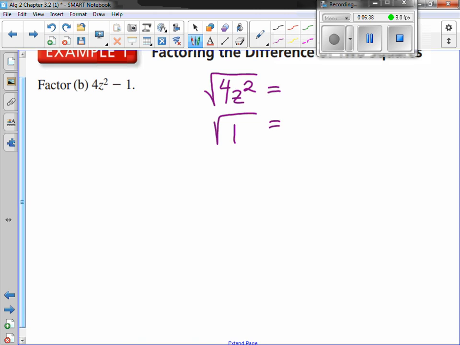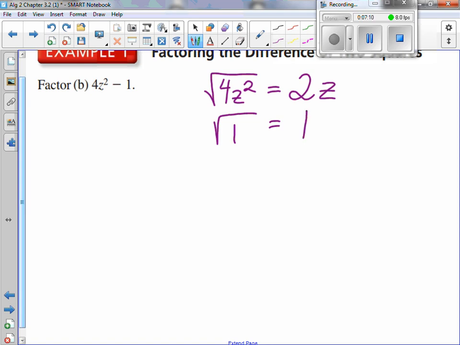Now we can't type the square root of 4z squared in the calculator because the calculator needs a value for z, but we can type the square root of 4. And the square root of 4 would be 2. The square root of z squared is z. So the calculator won't do the square root of 4z, but it would do the square root of 4, and then we can do the square root of z by itself. Now what's the square root of 1?